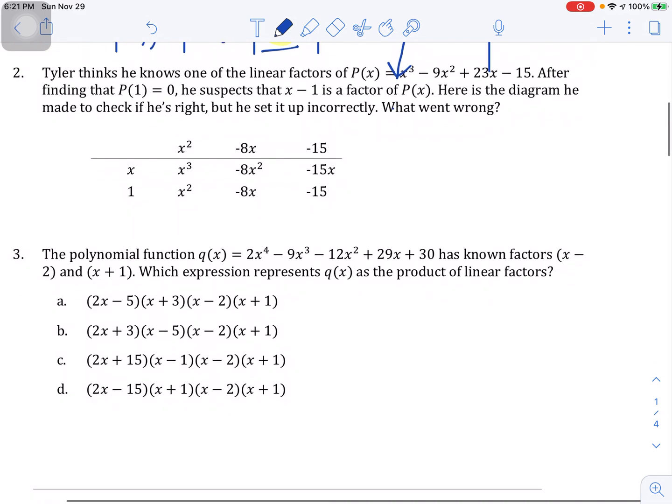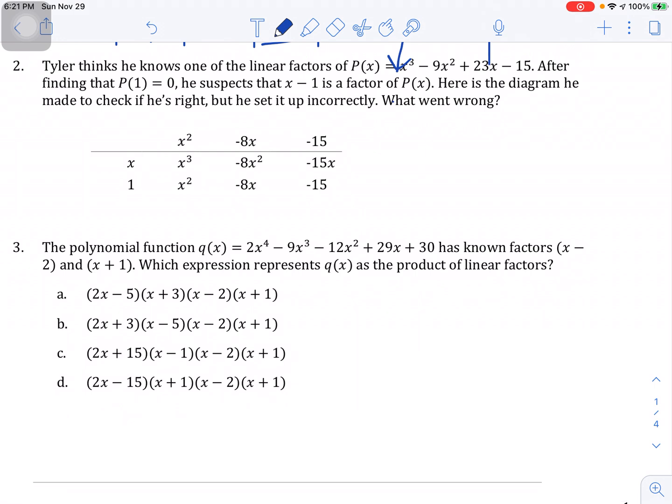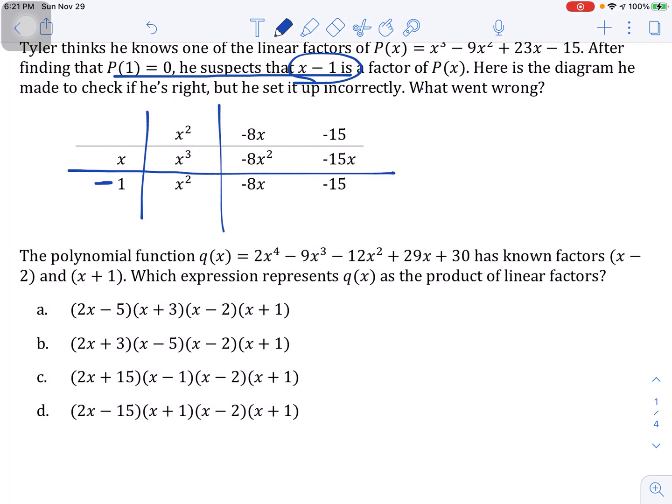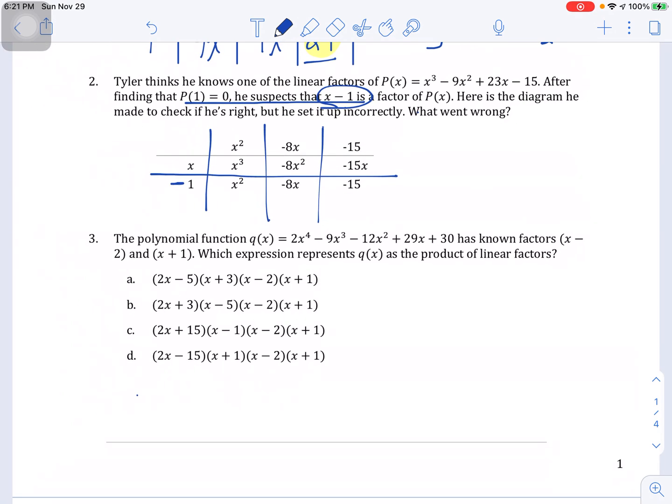Letter number 2, Tyler thinks he knows one of the linear factors of this function p of x, and after finding that p of 1 is equal to 0, he suspects x minus 1 is a factor, and that would be true. Here's the diagram he made to check, see if he's right, but he set it up incorrectly. So what he's done here looks pretty good, but he needed to use a negative 1 here. If x minus 1 is a factor, then that's where you would put the x and the minus 1 there. So that's his mistake on that one.